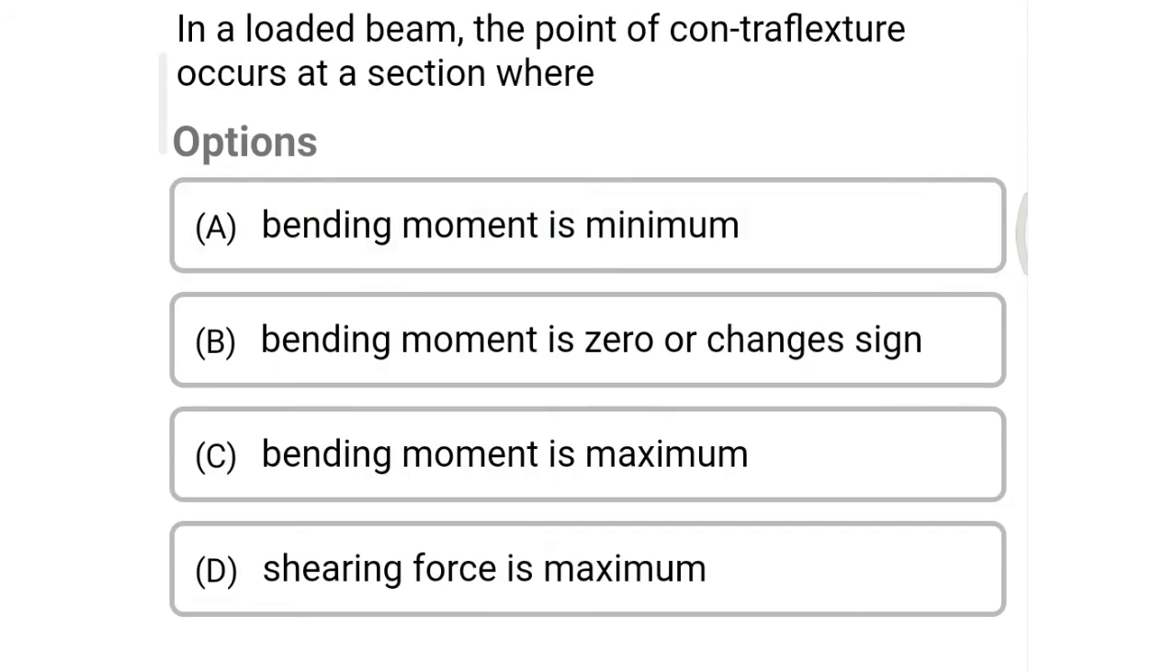both 0. So the next question: in a loaded beam, the point of contraflexure occurs in the sections where: option A, bending moment is maximum; option B, bending moment is 0 or sign changes; option C, bending moment is maximum; option D, shearing force is maximum. So the correct answer is option B, bending moment is 0 or sign changes.